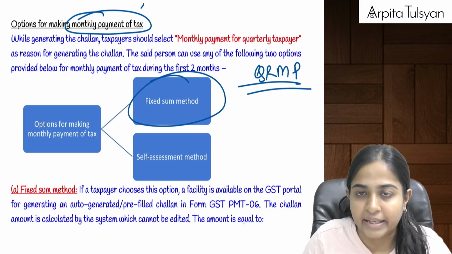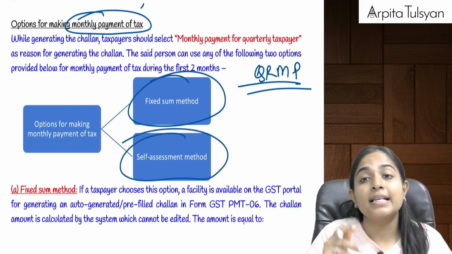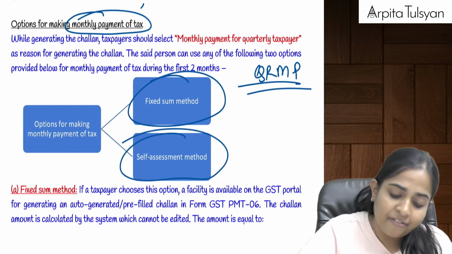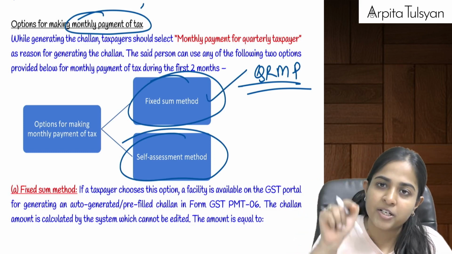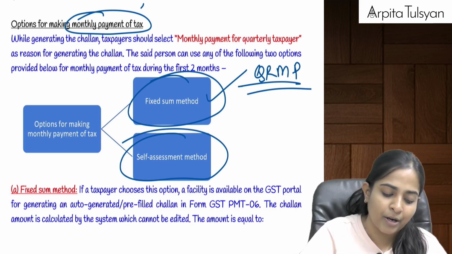First method is the fixed sum method and the second method is the self-assessment method. In the fixed sum method, the government gives you an option: whichever method you want to follow, you follow. That option comes on the GST portal while making the payment of taxes.